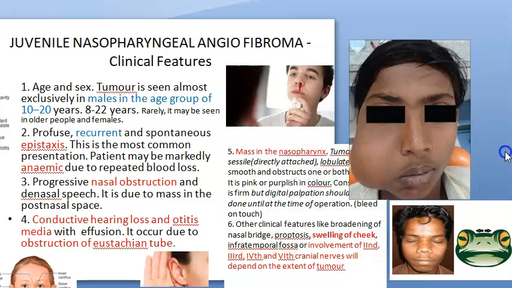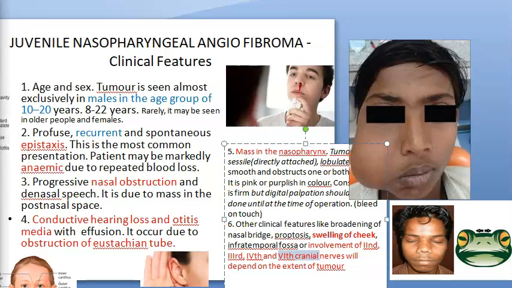And then infratemporal fossa or involvement of the second, third, fourth, sixth cranial nerves will depend on the extent of tumor. So basically, if it has grown so much, then it can involve cranial nerves, the second, the third, the fourth and the sixth. Second is what? Optic nerve. So eyes are affected. Third is what? Third is oculomotor, again related to the eye. Then you have the trochlear. And then you have the sixth one, that is abducens.